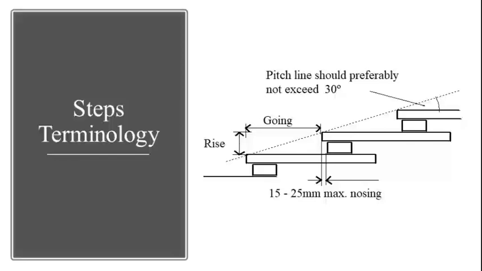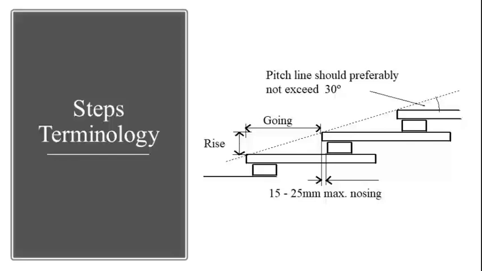The projection of the nosing is useful in making a minimum size tread more comfortable for putting your whole foot on. But too large a forward projection of the nosing becomes a tripping hazard. The danger of tripping is reduced if the nosing projects no more than 25 millimeters and is radiused or rounded. The pitch line is the angle between the line of the nosings and the horizontal, and it should preferably be less than 30 degrees for external steps.